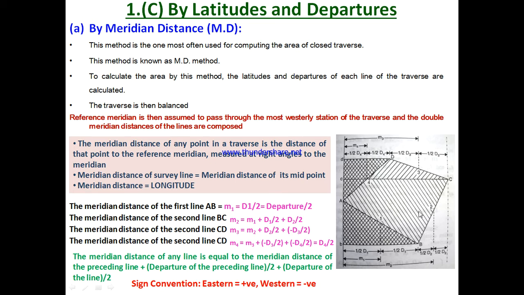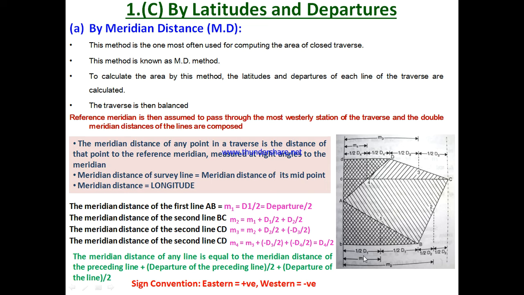Now I want to calculate the meridian distance for 2. It will be equal to the meridian of point 1, which is d1 by 2, plus this distance plus this distance. After going through this path, only then are we going to reach point 2.